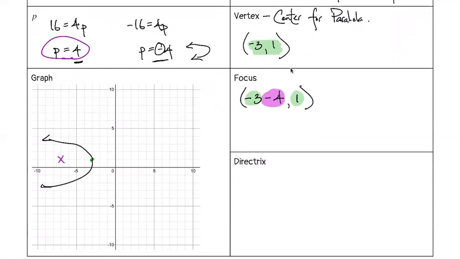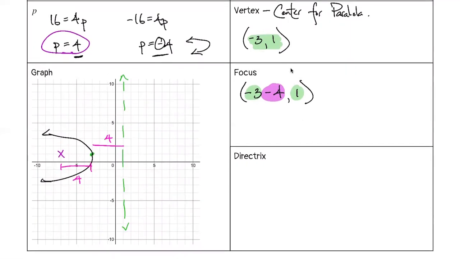Now, how do you find that directrix? Well, to find the directrix, you can count 4 points in the other direction. So 1, 2, 3, 4, and there's your directrix, okay? So we can see from here that this distance is 4, and this distance is 4. That's what p stands for. It tells you how far between the vertex and the focus, or the vertex and the directrix.